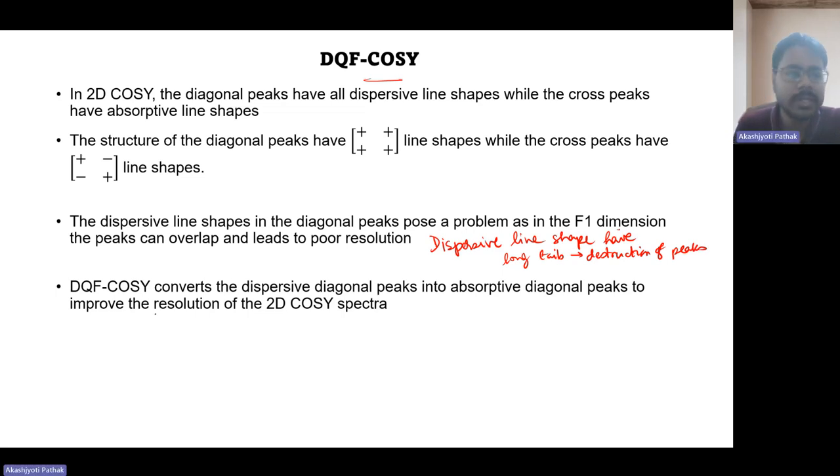So to overcome this, the DQF COSY method was developed. In this method, all the dispersive diagonal peaks are converted into absorptive diagonal peaks to improve the resolution of the 2D COSY spectra. So how is this done? What changes in the pulse sequence have been made in the 2D COSY experiment? That we will understand.